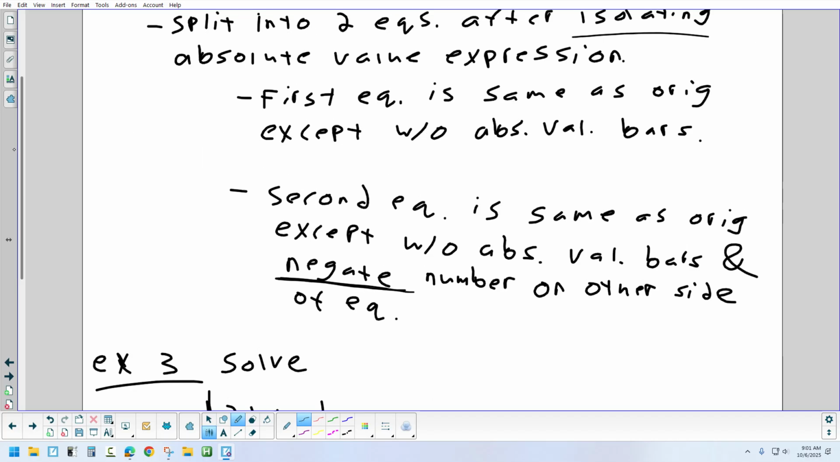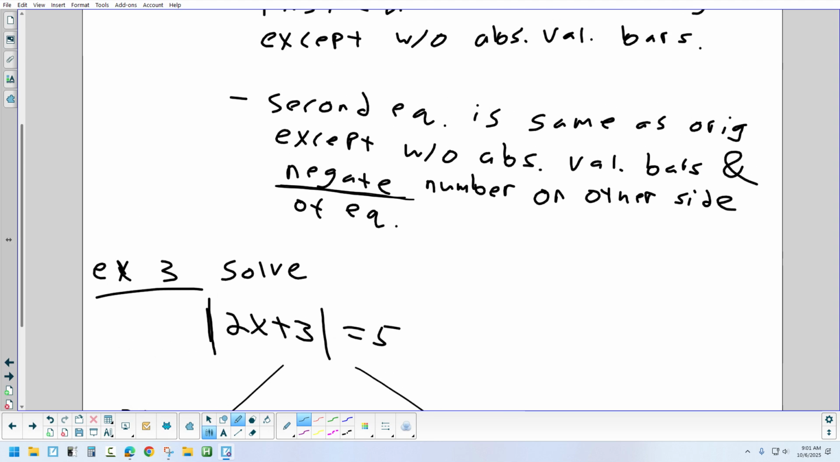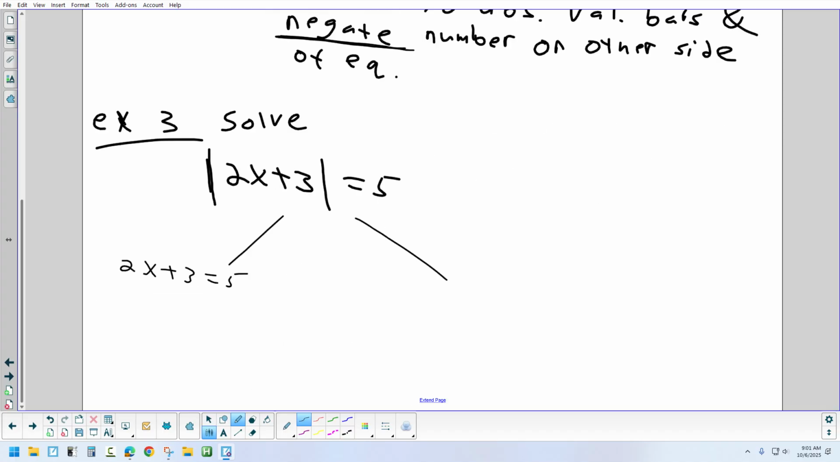Okay. First problem. Basically copy down the original equation. We just don't write the bars. So what's going to be the first equation that I solve? Yep. 2x plus 3 equals 5. Second equation, do the same thing again, but this time make the number on the other side a negative. Yep, 2x plus 3 equals negative 5. Okay. And now we've got two linear equations to solve.